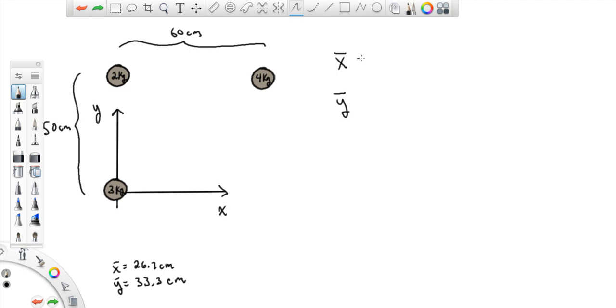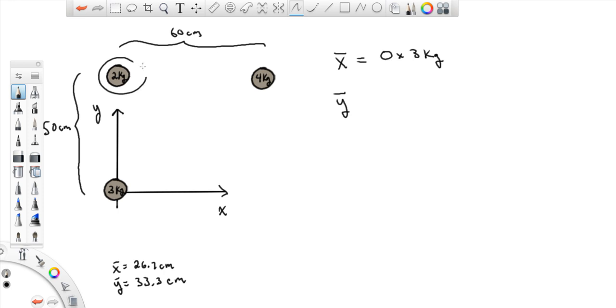So what we're going to do to find x bar is average the x coordinates, and assign a weight to those averages using the mass. The first one, this one right here, the x coordinate is 0. Then we would multiply by 3 kilograms. I didn't put the units on there, but keep in mind that would be 0 centimeters.